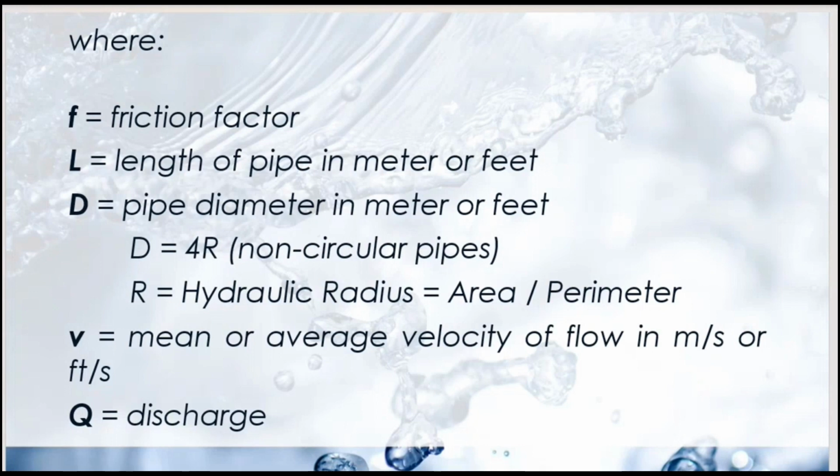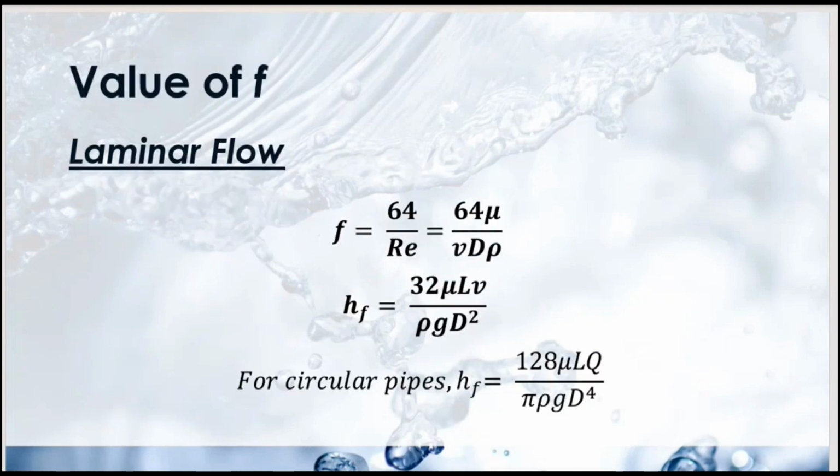So, if you still remember, in fluid flow in pipes, we have two major types of flow: the laminar flow and the turbulent flow. So, let's start with the laminar flow. The value of f, our friction factor, in laminar flow, using the Darcy-Weisbach formula, is 64 over Re, and if you still remember, Re, or Reynolds number, is equal to V d rho over mu. Therefore, in this formula, 64 over Re becomes 64 mu over V d rho.